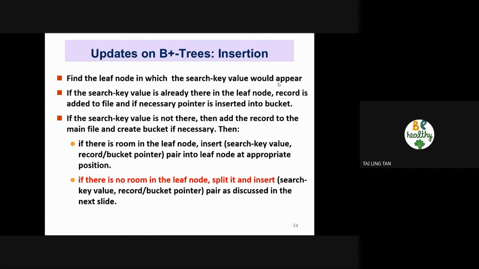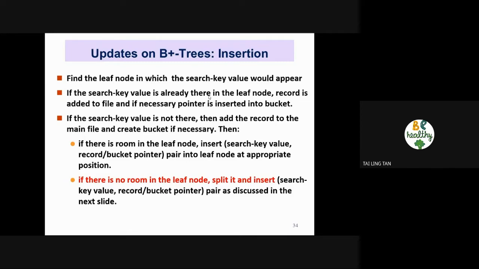So if it has a space to insert, then we will just go to that part. So the first few parts are still the same. We find the correct position. If the search key value is already there, then the leaf node record is at the top, and if necessary, the pointer is inserted into a bucket. So if the key that we want to insert is already inside the tree, then we just follow the pointer.